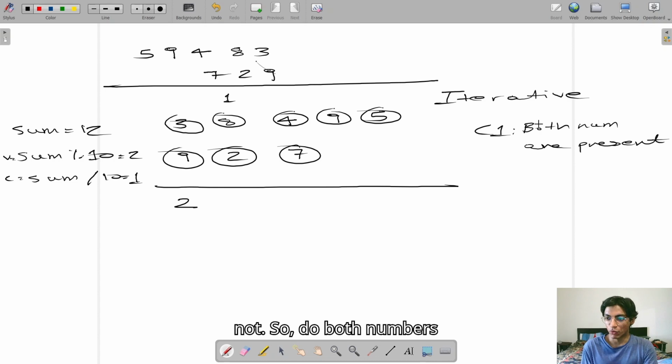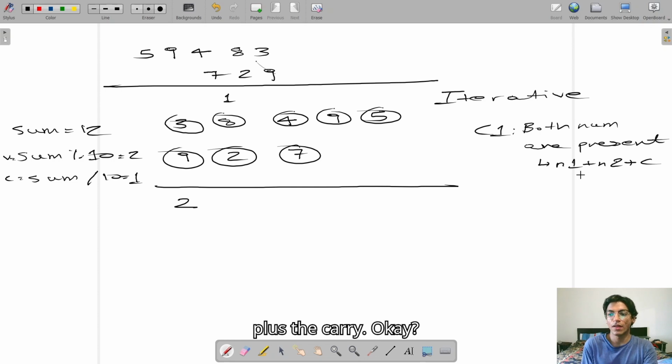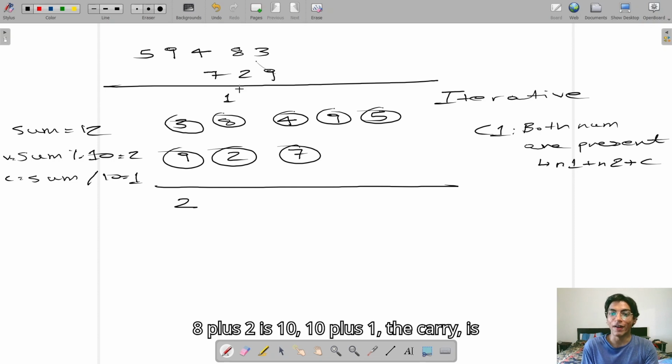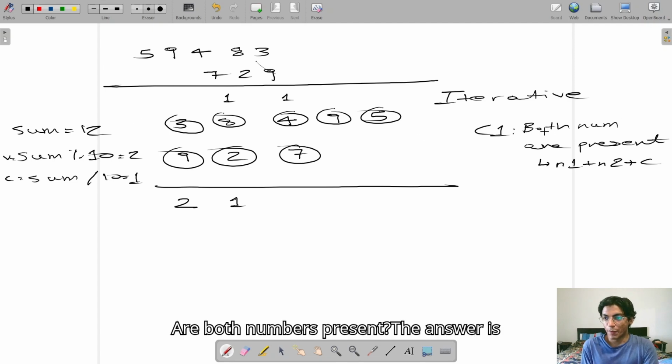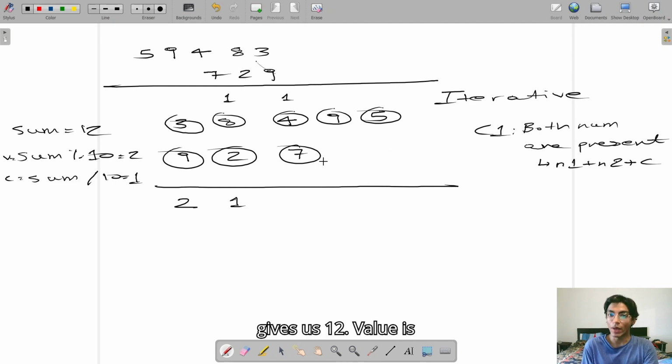Okay. So we keep checking whether this case is satisfied or not. Do both numbers exist? Are both numbers present? The answer is yes. So what do we do? Number 1 plus number 2 plus the carry. Okay. 8 plus 2 is 10. 10 plus 1, the carry, is 11. We'll follow the same logic. Value will become 1, carry will become 1. We move on. Are both numbers present? The answer is again yes. So number 1 plus number 2 plus carry gives us 12. Value is 2, carry is 1.